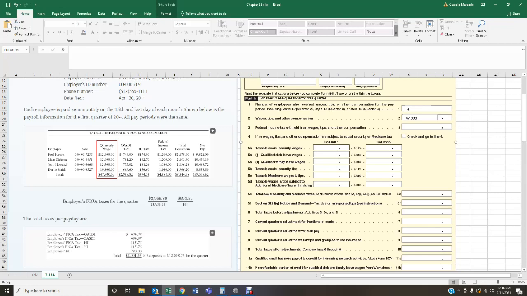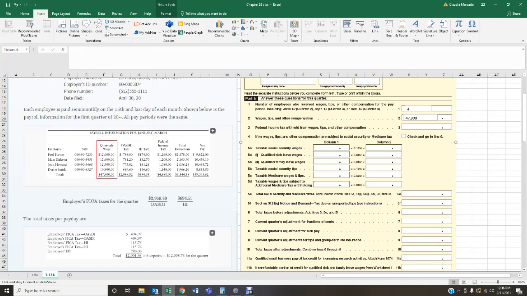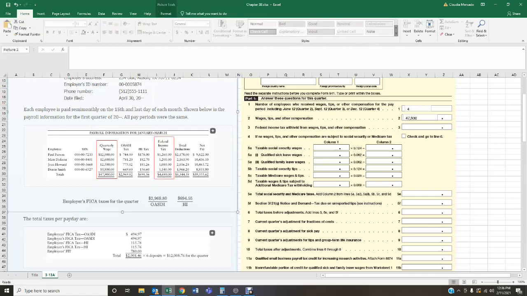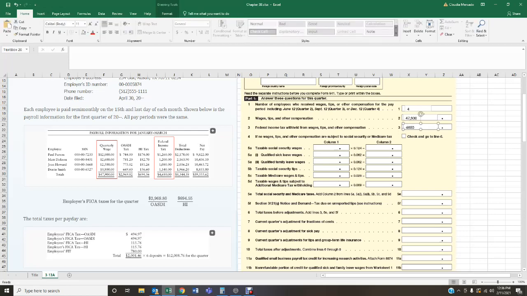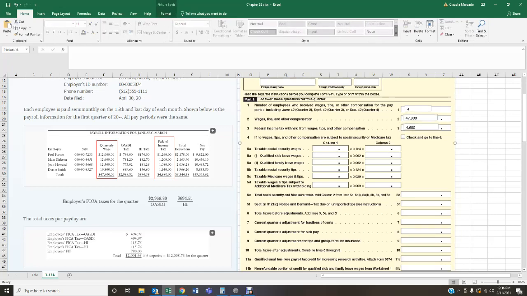Federal income tax withheld from wages, tips, and other compensation. That is also provided right here. Federal income tax. So my federal income tax total is $4,680. Okay, so far we have 4 employees. Those 4 employees earned wages of $47,900, and the federal income tax was $4,680.